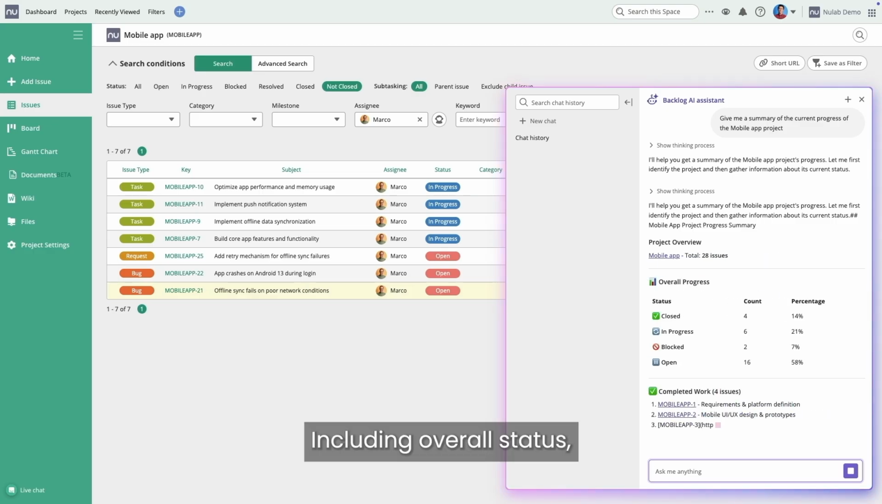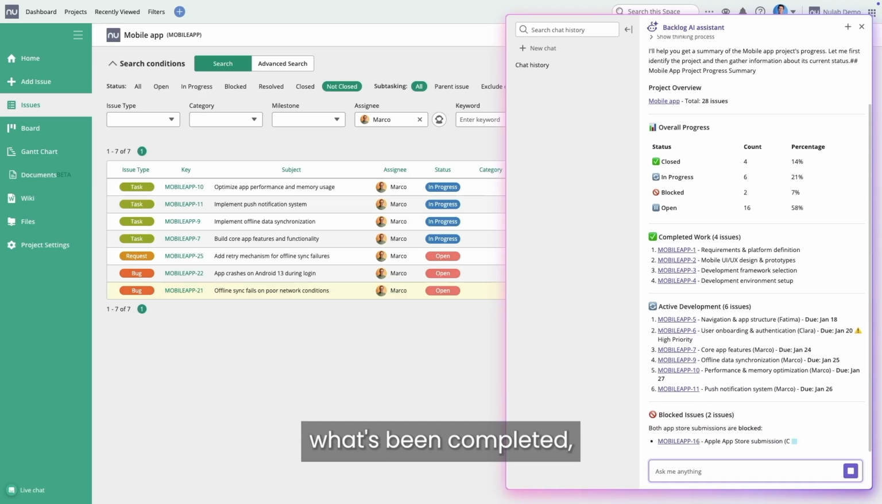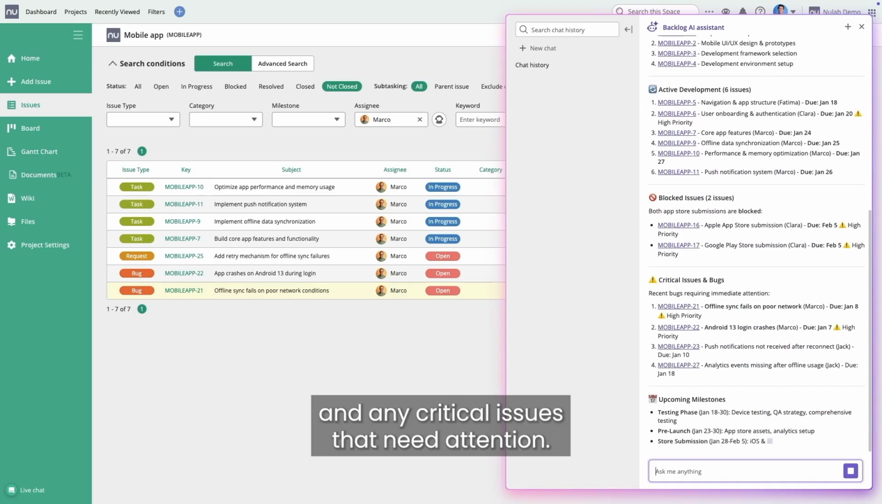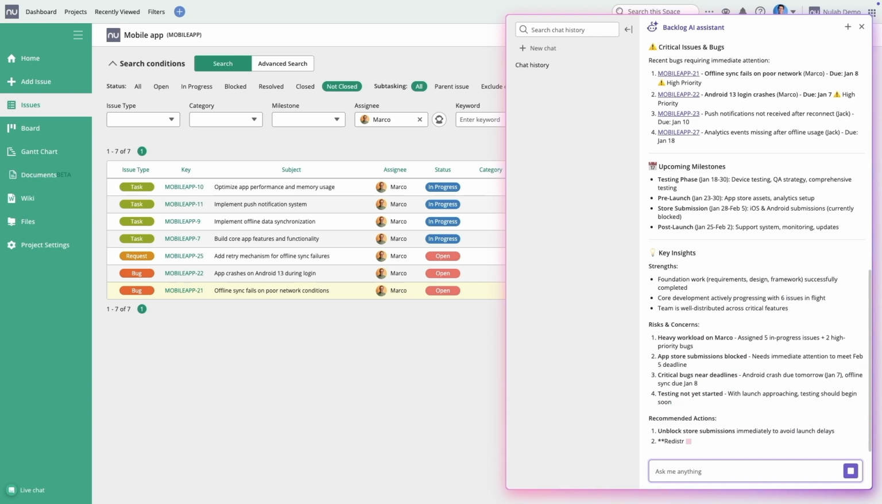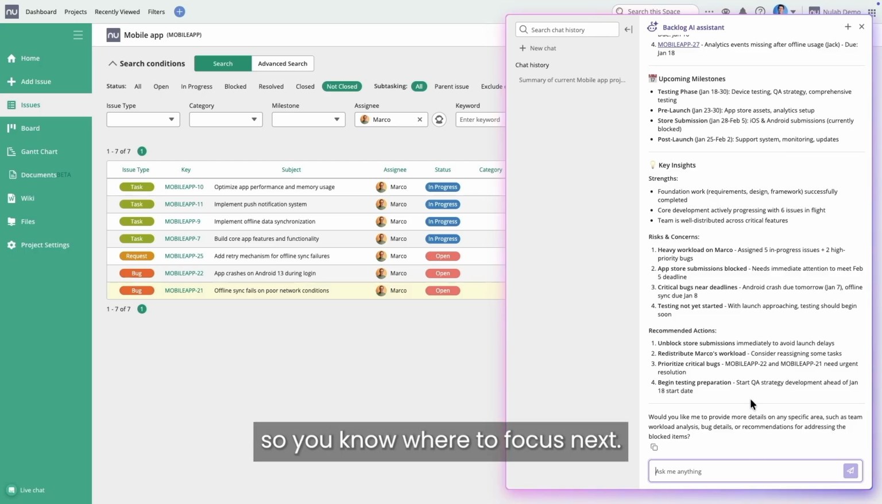Including overall status, what's been completed, what's currently in progress, and any critical issues that need attention. It even highlights upcoming high priority work and key recommendations, so you know where to focus next.